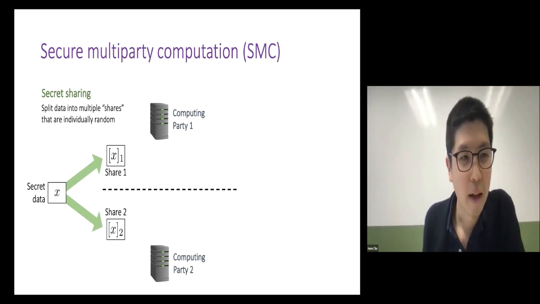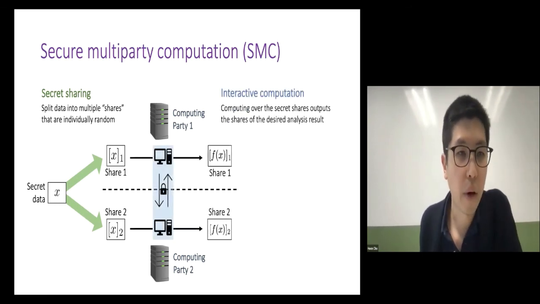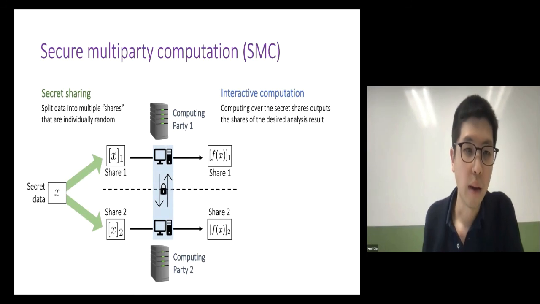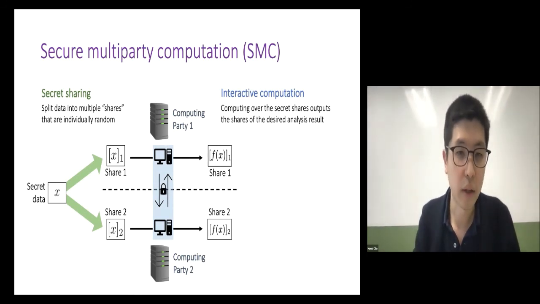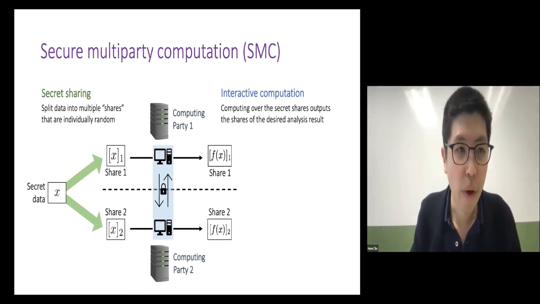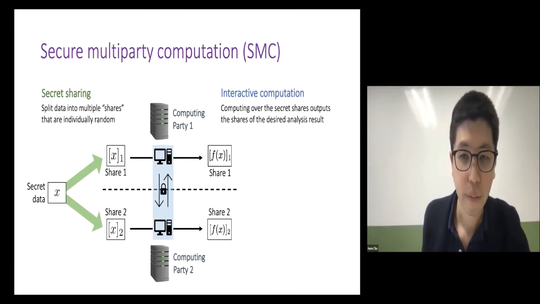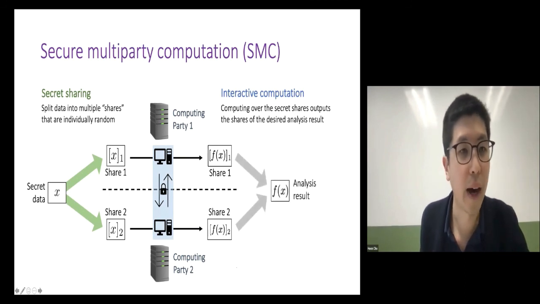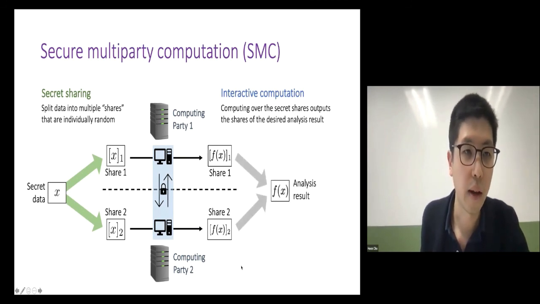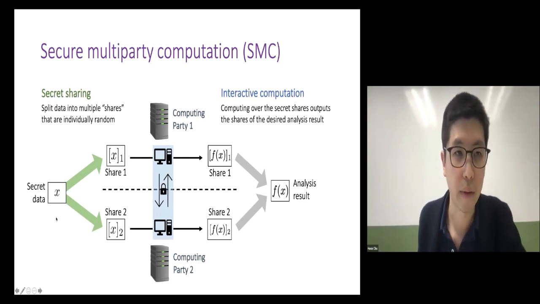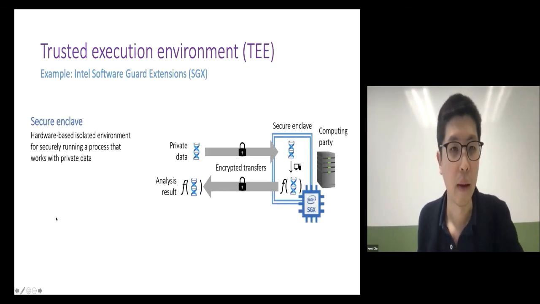And SMC relies on interactive protocols between the computing parties where they jointly carry out computation over the underlying secret without ever revealing what the actual data set is. And at the end, these resulting shares can be combined to reveal the final analysis outcome. And again, throughout this process, nothing about the secret data is leaked to anyone involved.